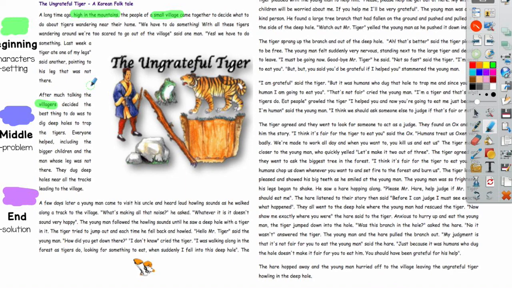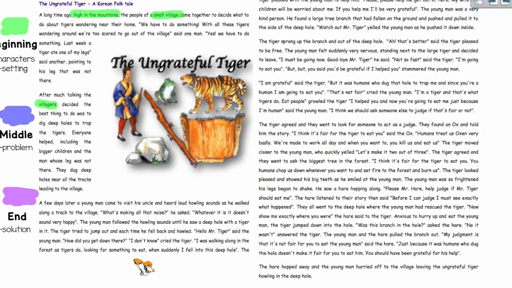"Hello, Mr. Tiger," said the young man. "How did you get down there?" "I don't know," cried the tiger. "I was walking along in the forest, as tigers do, looking for something to eat, when suddenly I fell into this deep hole." The tiger pleaded with the young man to help him. "Please, please, help me get out of here. My wife and children will be worried about me. If you help me, I'll be very grateful."